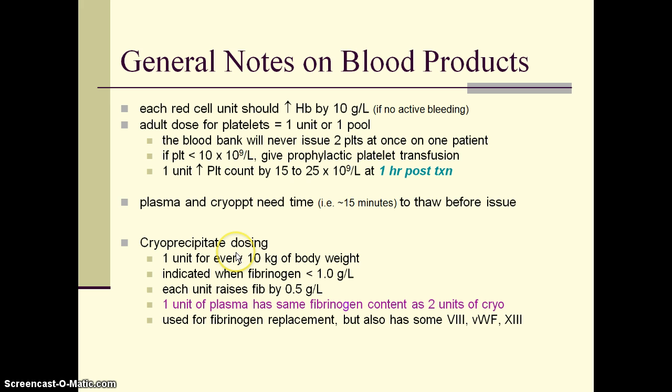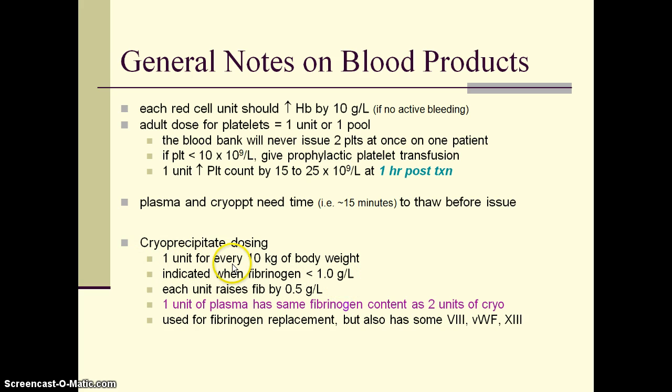In terms of cryoprecipitate dosing, cryo is used as a source to replace fibrinogen. And in general, you're only eligible to receive cryoprecipitate if your fibrinogen is less than 1.0 grams per liter. So if you're requesting cryoprecipitate, please ensure that you have already asked for the PT-INR, PTT, as well as a fibrinogen level to determine whether you actually need cryoprecipitate to begin with.